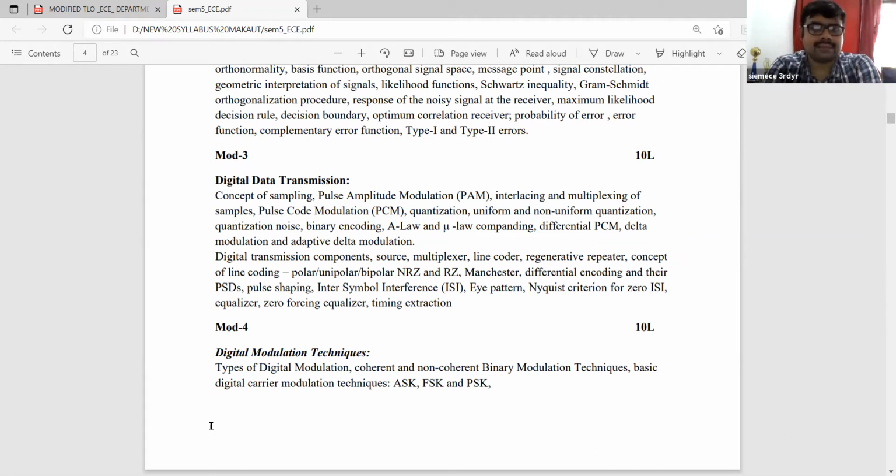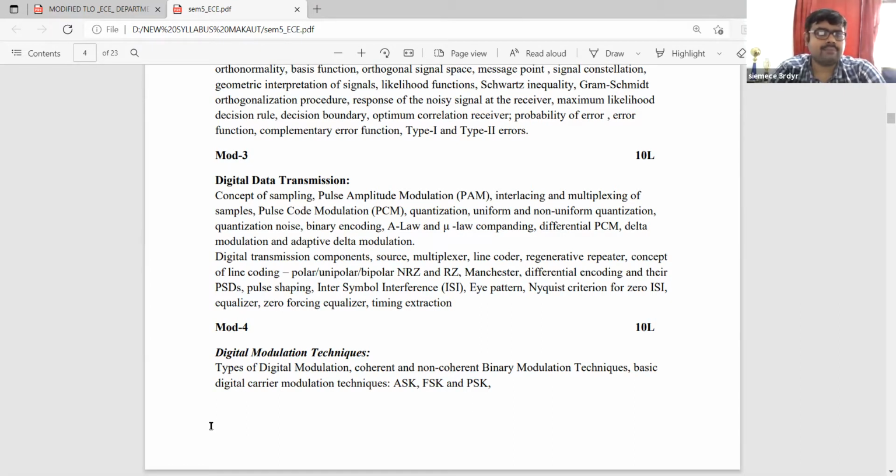So the concept of sampling, the first digital modulation PCM, we have to introduce in this particular section. Before that, the concept of sampling, pulse amplitude modulation (PAM), interlacing and multiplexing of the samples, pulse code modulation (PCM), quantization, uniform and non-uniform quantization, quantization noise, binary encoding, A-law, mu-law. These are the different laws that will come under this section. Differential PCM, delta modulation and adaptive delta modulation. So many different topics will come under this particular section, digital data transmission.